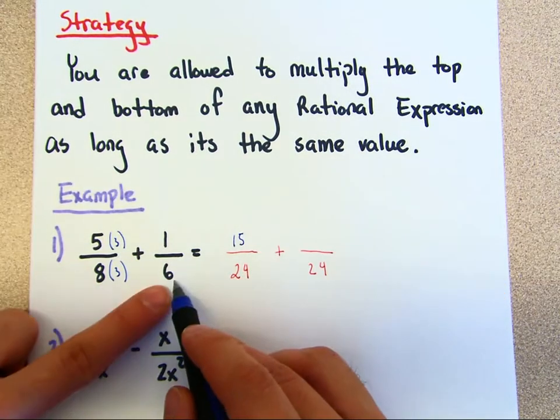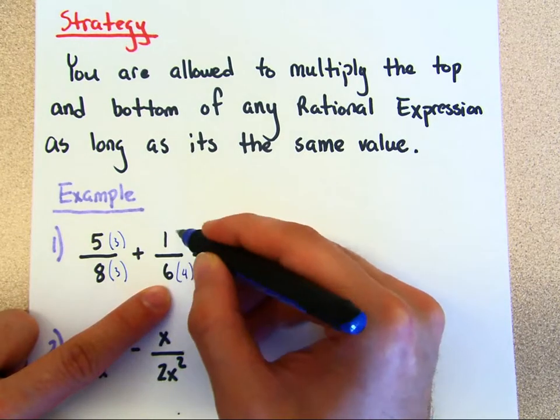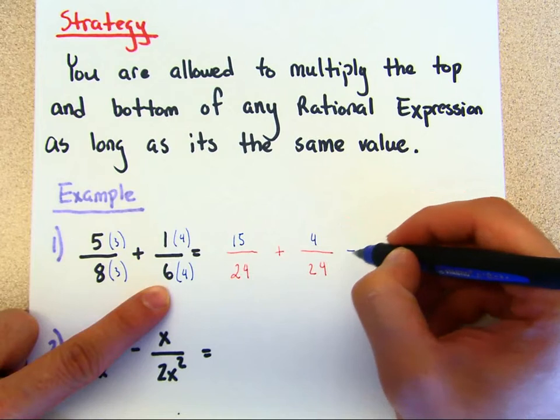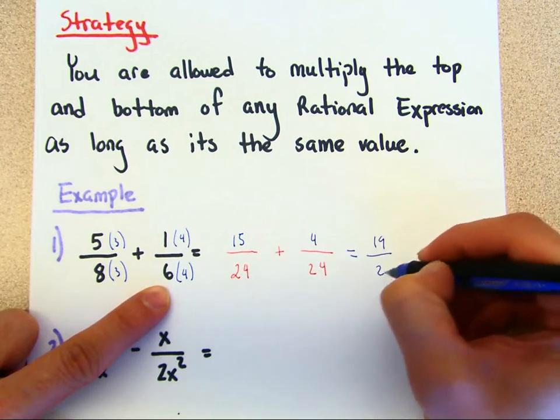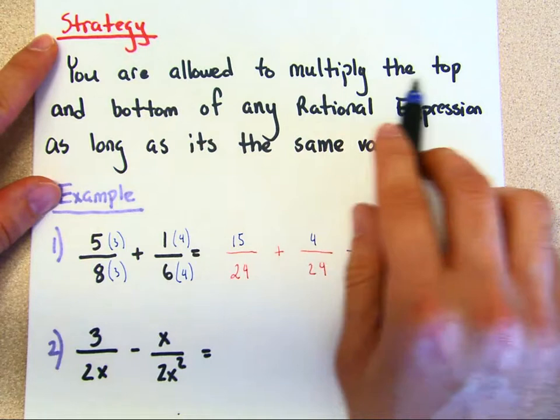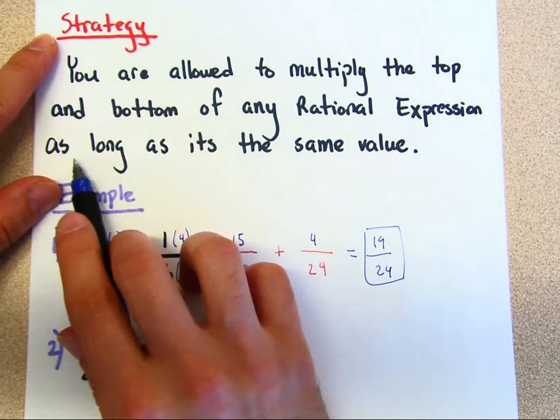Here, what's the common denominator? How do I go from 6 to 24? This is times 4, so the top is times 4. So this is 4 over 24. And this becomes 19 over 24, right? And this is what I meant by this strategy here. You're allowed to multiply the top and the bottom of any rational expression as long as it's the same value.